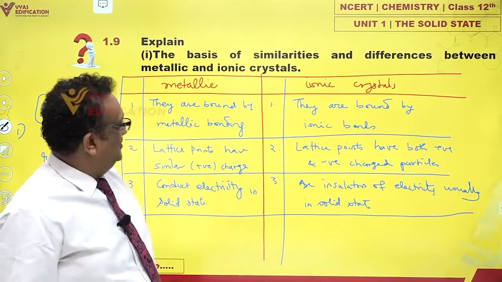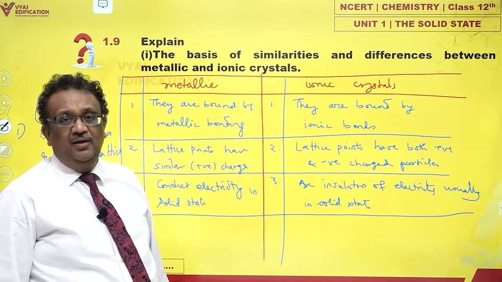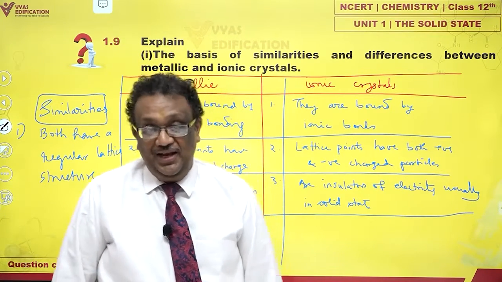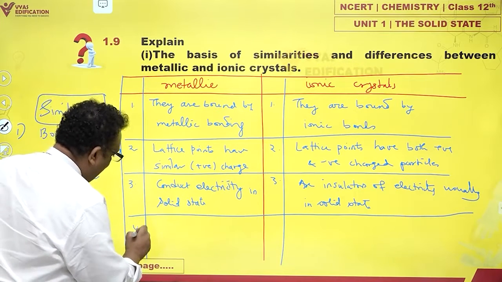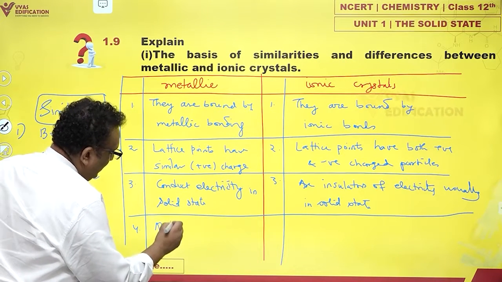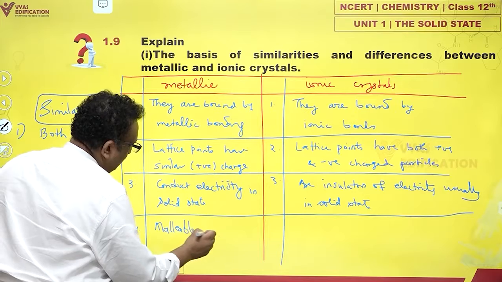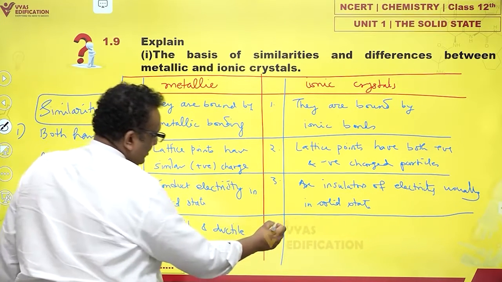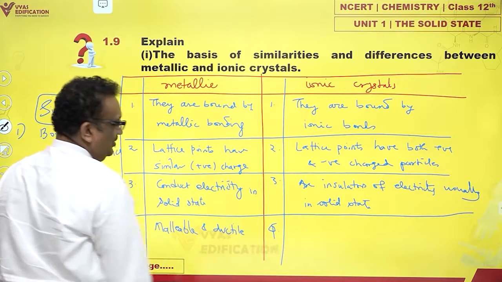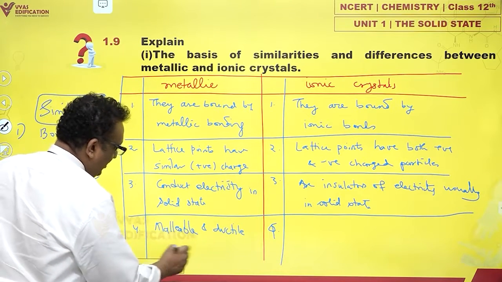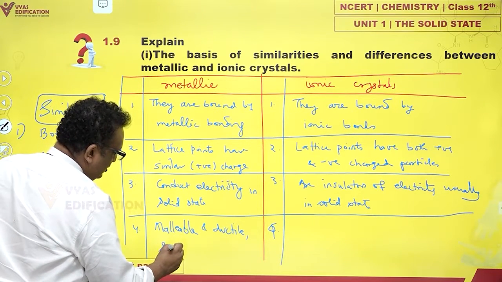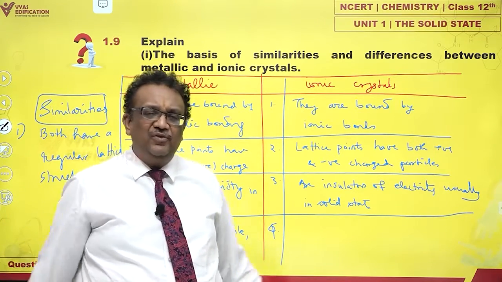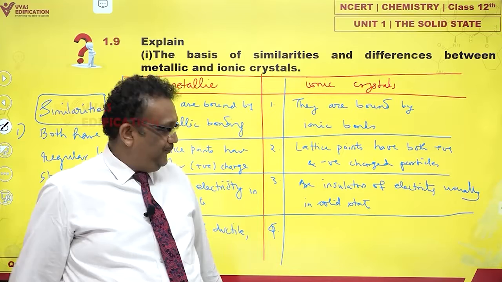That makes sense. Anything else? Well, can we talk about malleability, ductility? Yes. Metallic solids are malleable and ductile. They're also sonorous. Sonorous means they have a typical bell kind of a sound, a metallic sound of clinking.